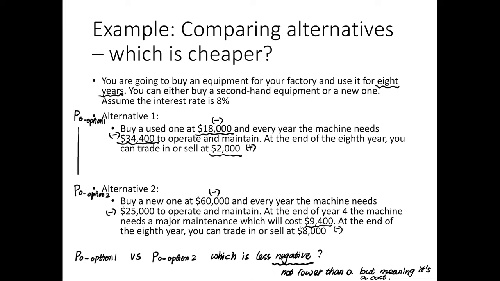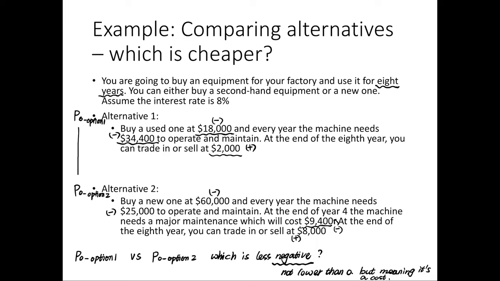And at the end of the year, you can trade in or sell at a higher price compared to the 2,000 for option 1, right? And that's the money you receive in the end because you sell it, so it's positive. Okay, so these are the two options.